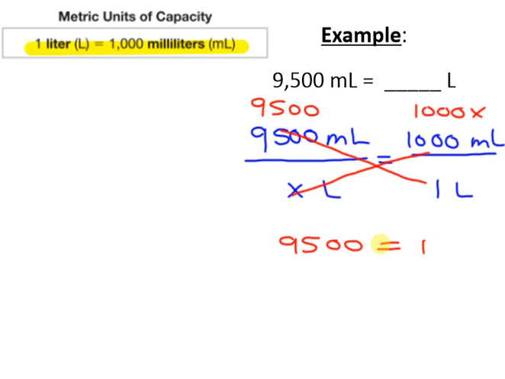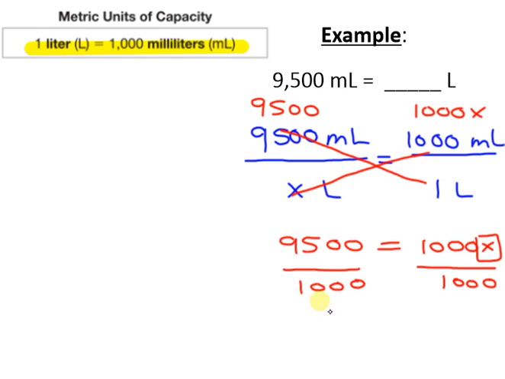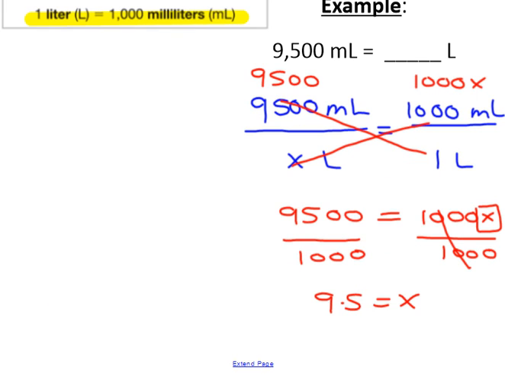So 9,500 equals 1,000x. Box the variable. Divide both sides by 1,000. 9,500 divided by 1,000 is 9.5. These 1,000s cancel and you're left with x. Flip that around, x equals 9.5.